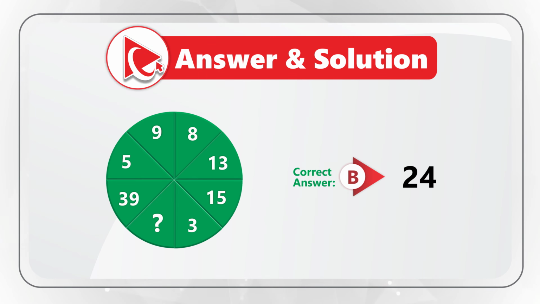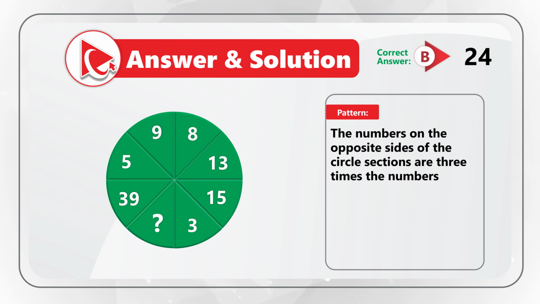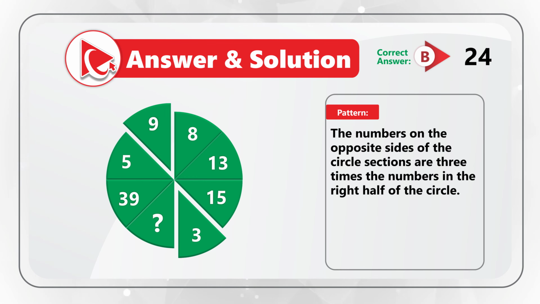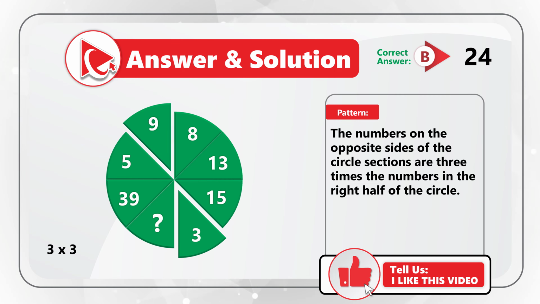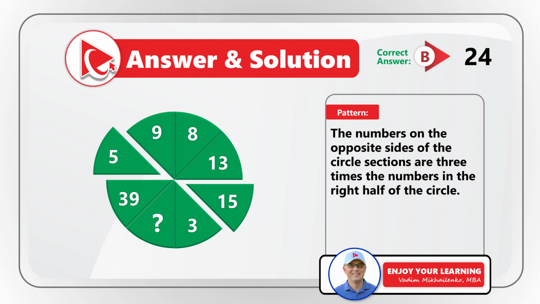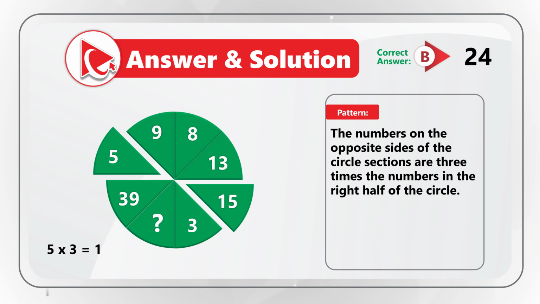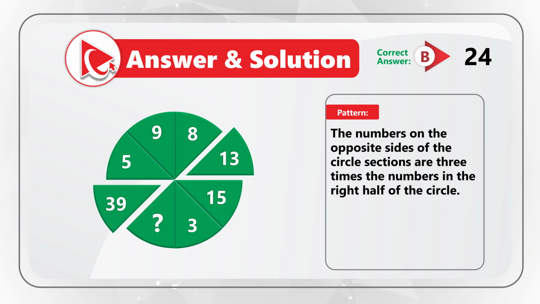And here's why. I think the numbers on the opposite sides of the circle sections are 3 times larger than the numbers on the other side. Let's take a close look. For example, the numbers on the opposite sides of the 5 o'clock section and 10 o'clock sections are 3 and 9. And 9 is 3 times larger than 3. The next set of numbers is 5 and 15. And 5 multiplied by 3 equals 15. The next set is 13 and 39. And obviously, if you multiply 13 by 3, you will get to 39.